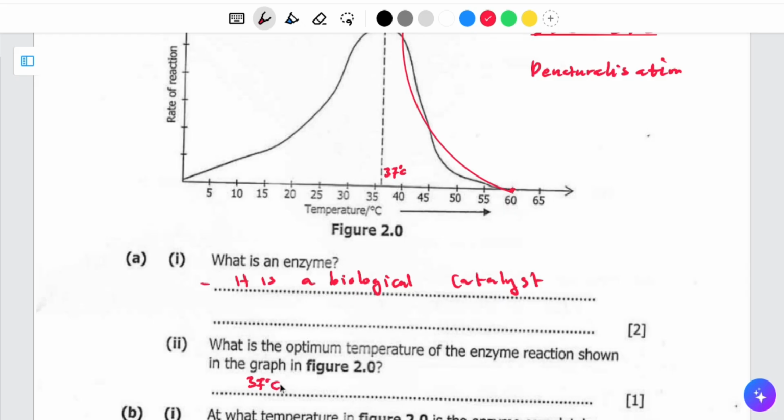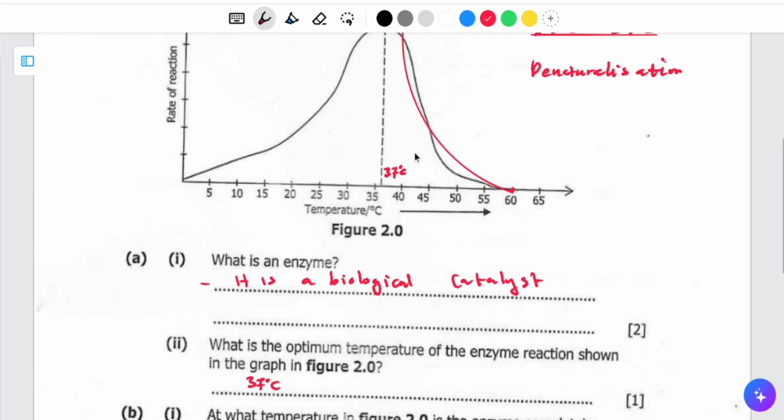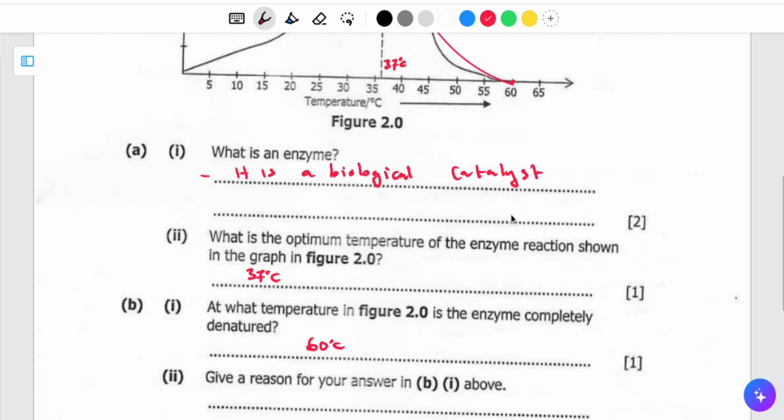So it has to be 37 degrees Celsius. Then, at what temperature in figure 2.0 is the enzyme completely denatured? Like I said, it is 60 degrees Celsius. So denaturation was occurring, as you can see from this curve here. It was just occurring until this point where we have 60 degrees Celsius.